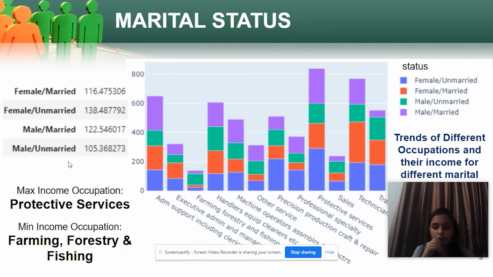in the machine assembling jobs, salaries of women seem to decrease after marriage, whereas male income is on an upward trend, and a similar trend is seen in jobs requiring professional specialty and protective services. So there are some occupations where the income decreases for both males and females after marriage. So no definite reasoning could be found for that.